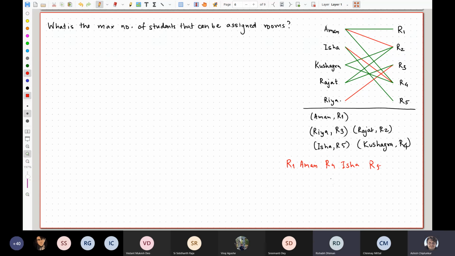So here, red are those which we cannot assign, right? Sorry, what do the red edges represent? Red is the current assignment. Red means Aman is sitting with his luggage in room 2, Isha is in room 4, and Riya is in room 3. Okay.